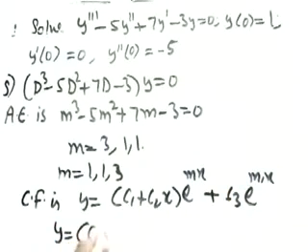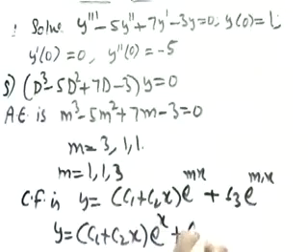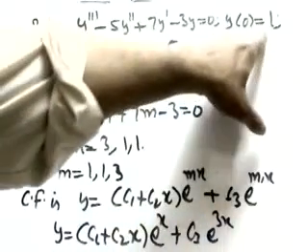Now let me substitute the values. So we get y equals (c1 plus c2 x) e power x, since m is 1 here, 1x means x, plus c3 e power 3x. So now we have got the values.